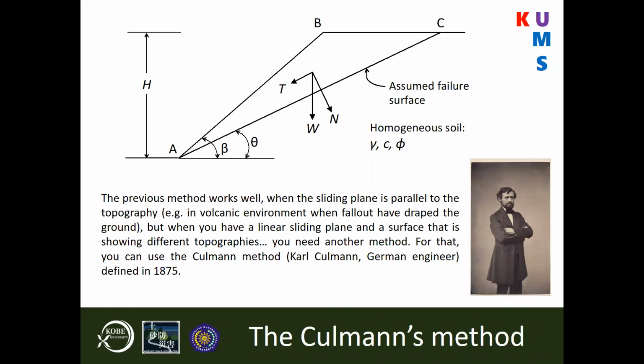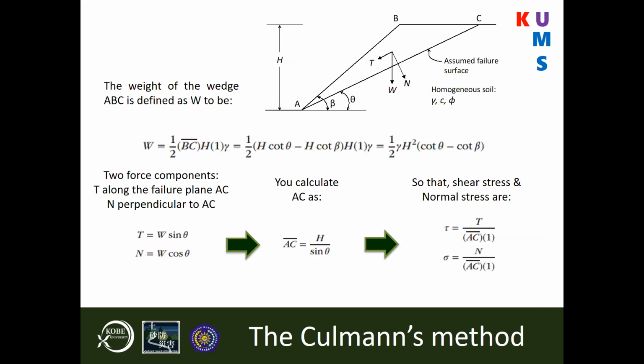In that case, it's the wedge ABC which is going to fail. We assume that the failure surface is AC. The angle between the horizontal and AC is beta, and the angle theta is along the AC line, which is the sliding plane. Once again, a very simple method. We consider that the soil density, the cohesion, and the angle of friction, those three elements, are the same everywhere, no change within the mass. For that, we need to use a method devised by Karl Culmann, a German engineer who's right here. In 1875, he defined a method to work on those planes, those systems.